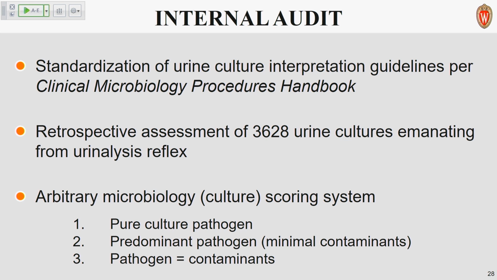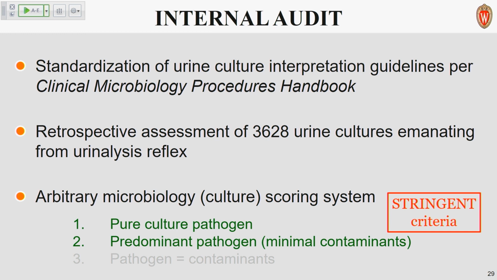So one scoring system would be if you had a pure culture pathogen, nothing else in there. Score number 2 would be a predominant pathogen that's probably about 10 times the quantity of your contaminants, and then a third category in which your pathogen equaled the contaminants. So that was a little bit more nebulous as far as interpreting data from the laboratory perspective.